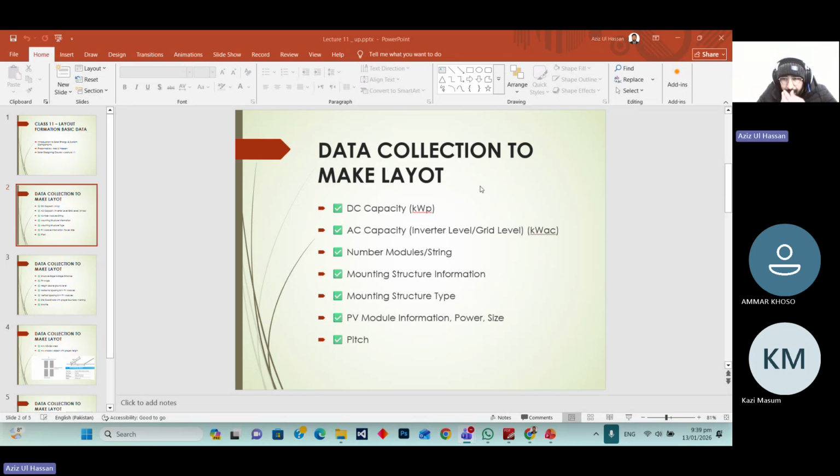We will read these things again in our AutoCAD lectures, but today I want to give the information regarding the DC capacity, AC capacity at inverter level and grid level, kilowatts, number of modules per string, mounting structure information, mounting structure types, the PV module formation, power size, pitch, etc. So what is the DC capacity, Mr. Amar? What is the DC capacity?